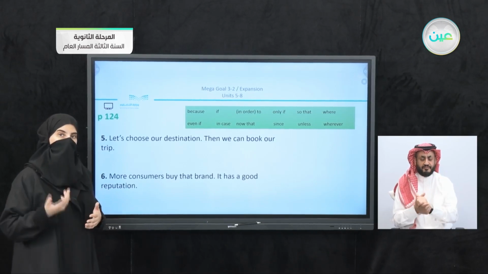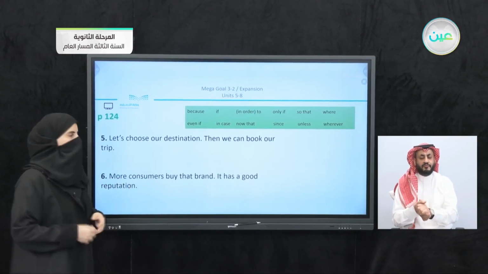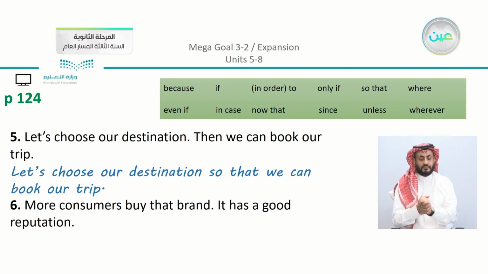We can also use condition. So what do you feel is more suitable for this sentence? So let's see here. We have, let's choose our destination so that we can book our trip. Yes, okay, so that is one of the conjunctions that is used for reason.